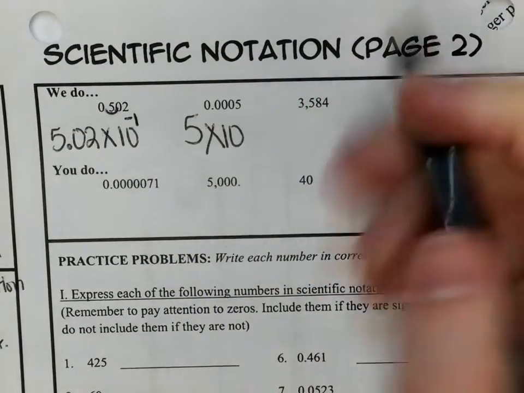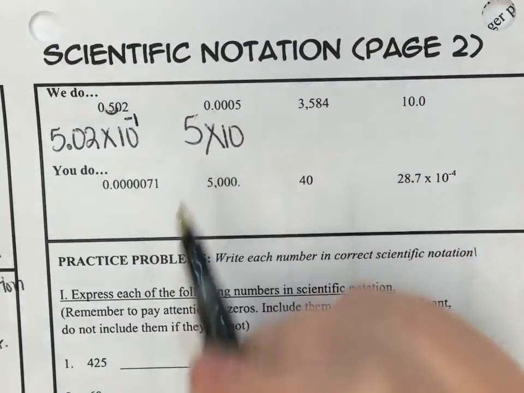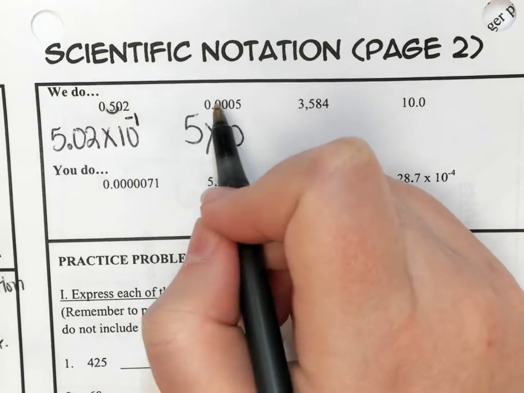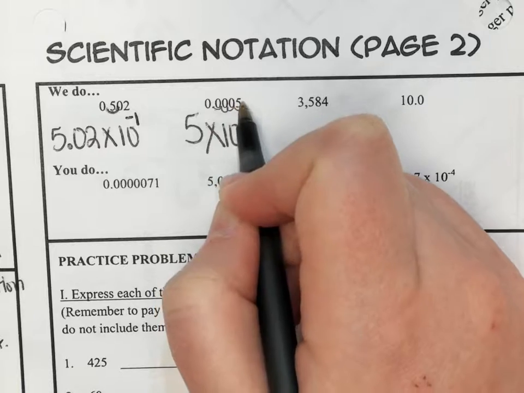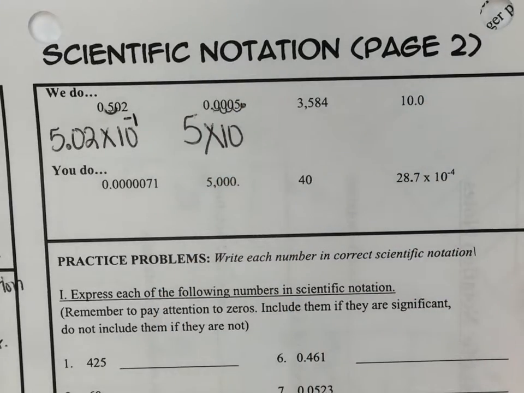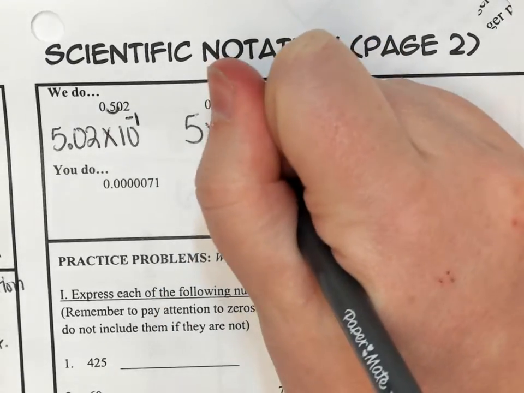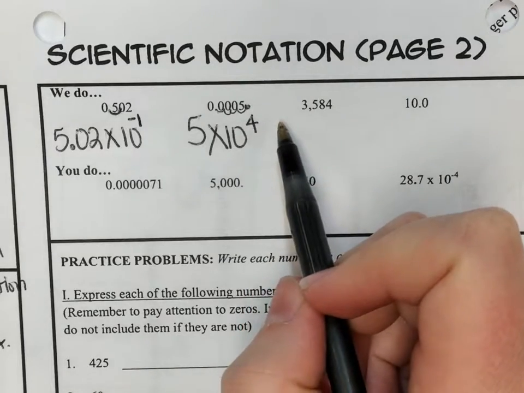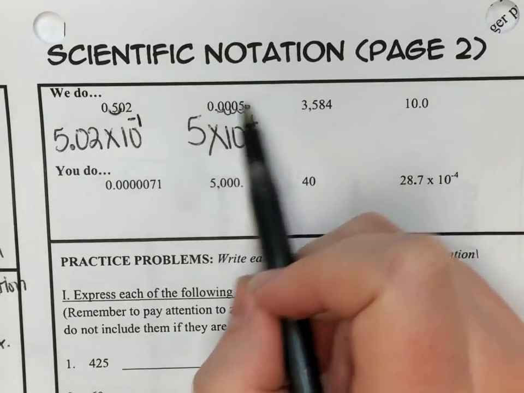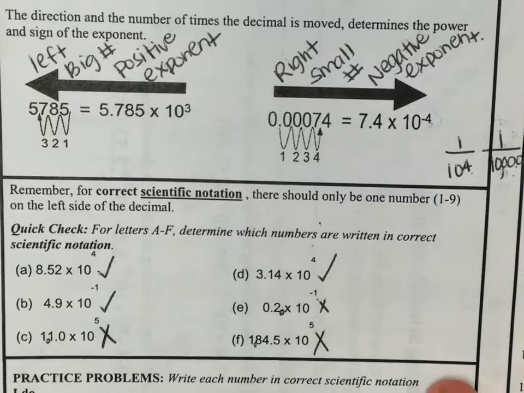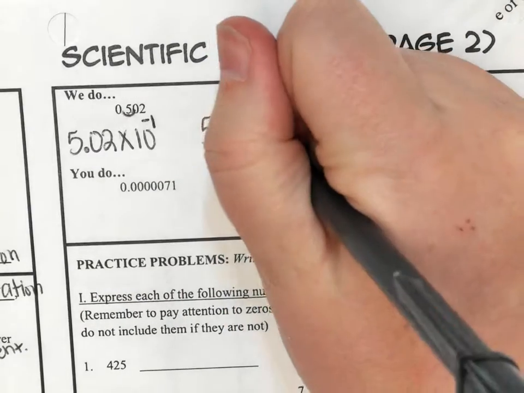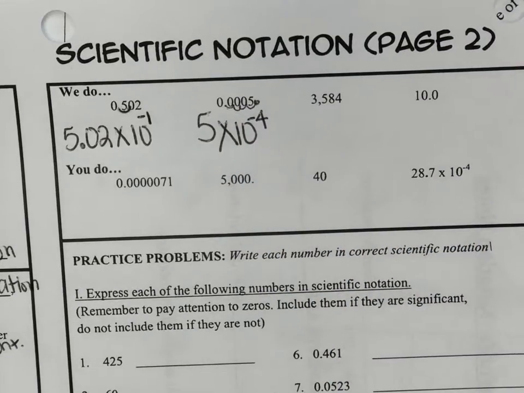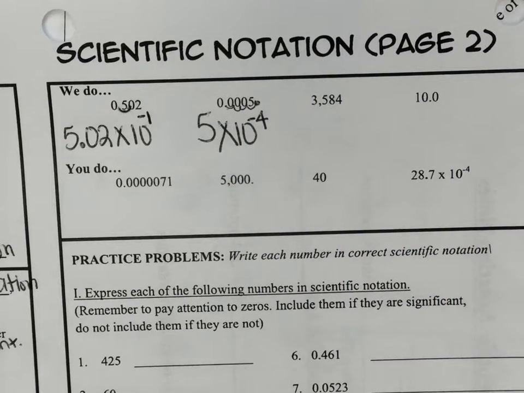To the 4? Not necessarily, because there's 4 zeros. We got to be careful with that. We move it 1, 2, 3, 4 spaces to get behind that 5. And did we move from the left to the right? Right. We moved to the right, so is that going to be positive or negative? Negative. Again, this number is a small number, so it's going to be a negative exponent. Okay.